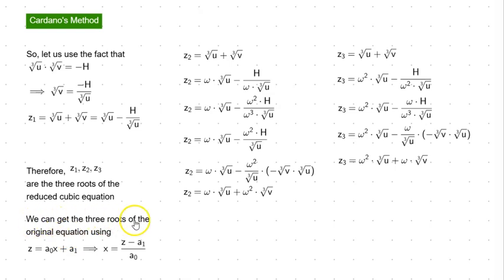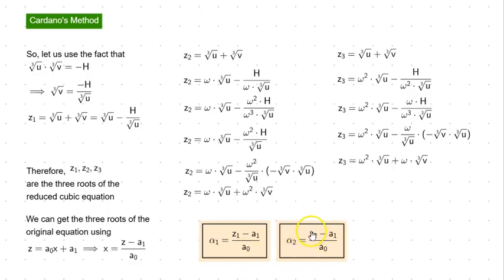Now, we can get the three roots of the original equation using z is equal to a sub naught x plus a sub 1, which can be rearranged for x. So x is equal to z minus a sub 1 divided by a sub naught. So we get the first root alpha 1 is equal to z sub 1 minus a sub 1 divided by a sub naught. Second root alpha sub 2 is equal to z2 minus a sub 1 by a sub 0. And the third root alpha sub 3 is equal to z sub 3 minus a sub 1 divided by a sub naught.